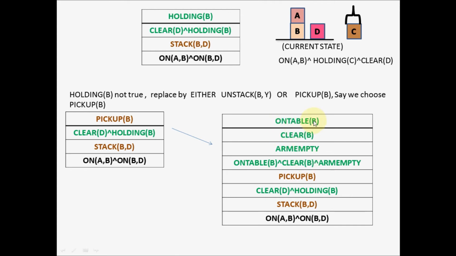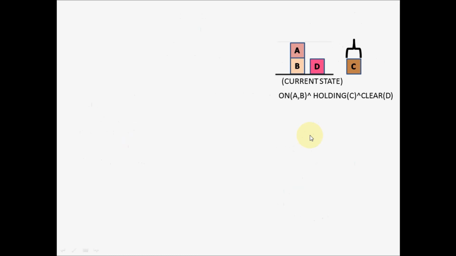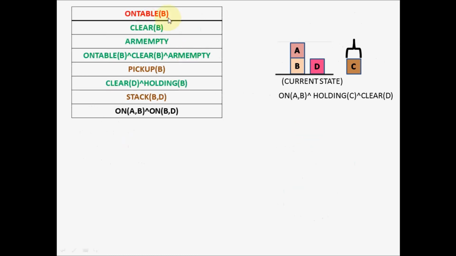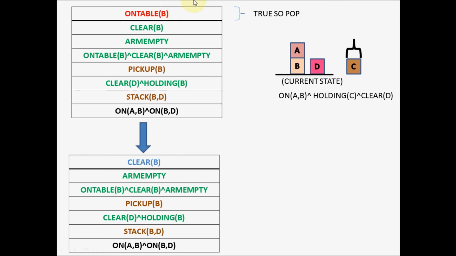Now, the topmost element of the stack now is the predicate on table B. So now you compare this predicate with respect to the current world. Is B on table? Yes. That means this is satisfied. So this can be removed from the stack to reveal the next predicate clear B. Correct? So on table B is satisfied. So I have shown that in red color. So you can remove it from the stack. Correct? After removing it from the stack, the next predicate, that will be the topmost element, that will be clear B.